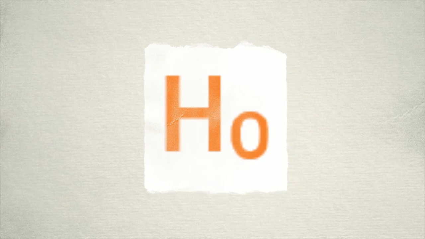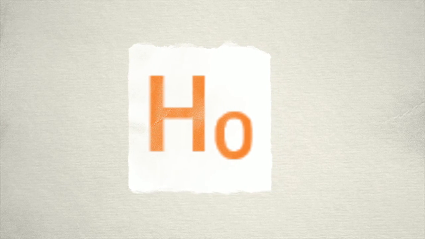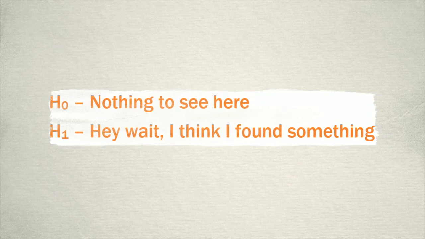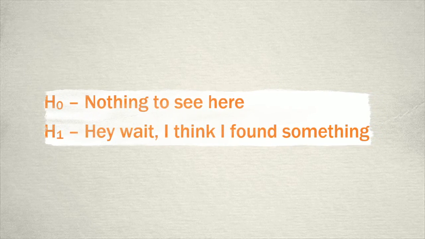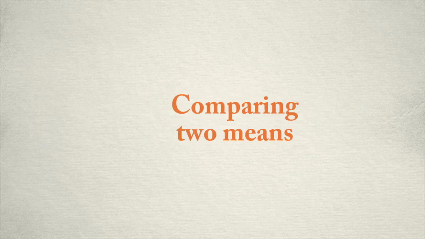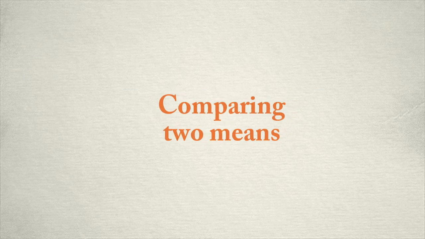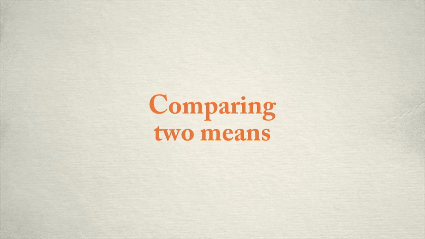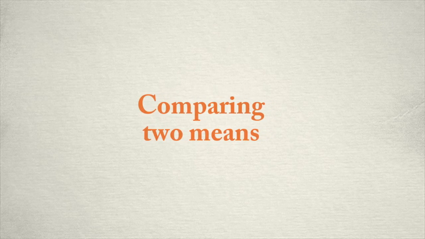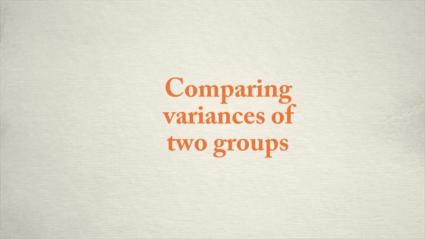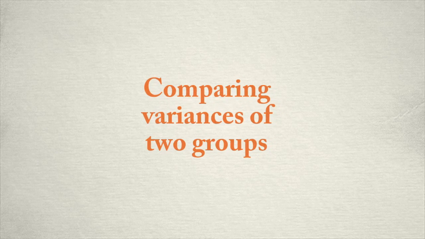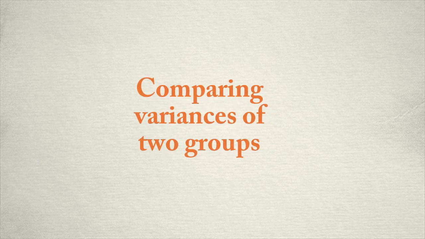In statistics, the null hypothesis is denoted H sub 0. The alternative hypothesis, H sub 1, is the instance when we've surpassed our skepticism and we think we maybe have actually found something. If we were comparing two groups' mean scores, the null hypothesis would suggest that there is no difference between the means. The alternative hypothesis would say that there is a difference. If we were comparing the variances of two groups, the null hypothesis would say the variances are equal. The alternative hypothesis would say that they are different.